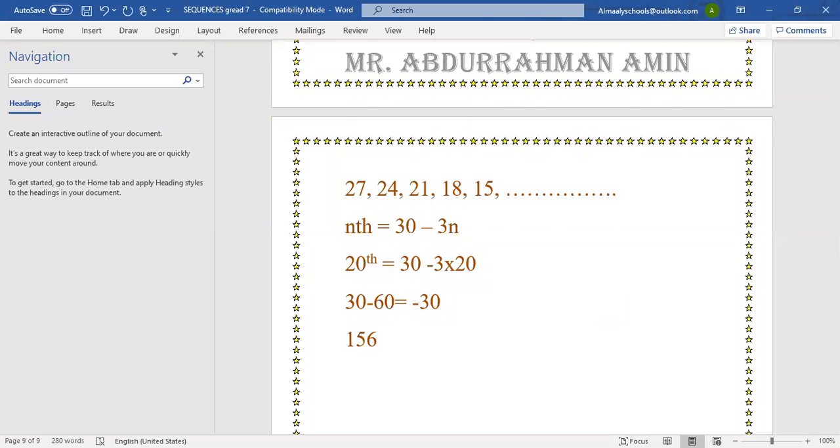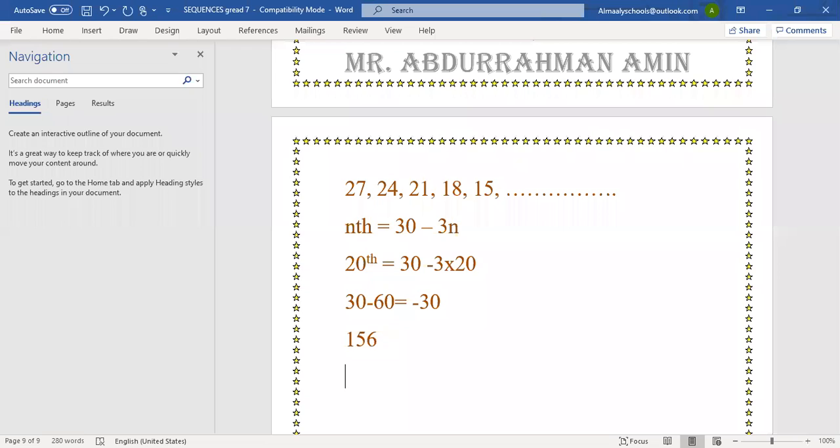Number 1: 9, 18, 27, 36, 45. Who will solve it? We add 9. Yes, we are adding 9. So this is which type of sequence? Arithmetic. Very good. Excellent. Every time we are adding 9.